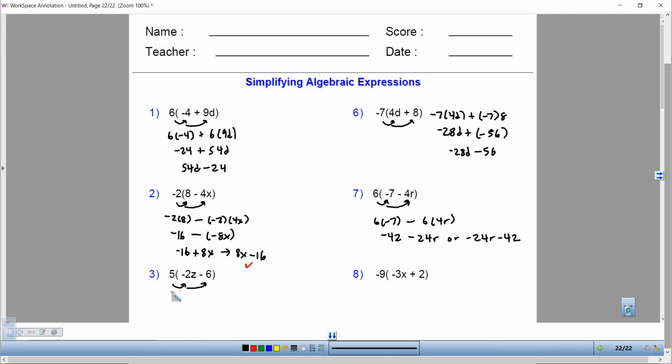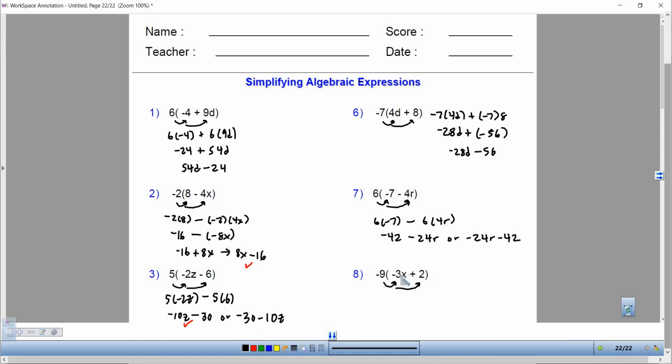So here we go. I've got 5 times negative 2z, and then again, here's my subtraction. So this is 5 times 6. This is not 5 times a negative 6. It's subtracting a positive 5 times a positive 6. So this is going to give me negative 10z minus 5 times 6, which is 30. That is one way you could see the answer. Because both are negative, it could also be written as negative 30 minus 10z. Although I'm thinking you're more likely to see the first one because they put the z term first. Last one we're going to do together.